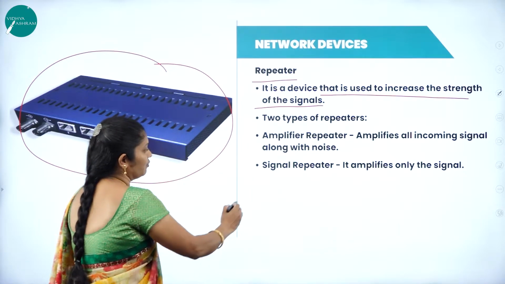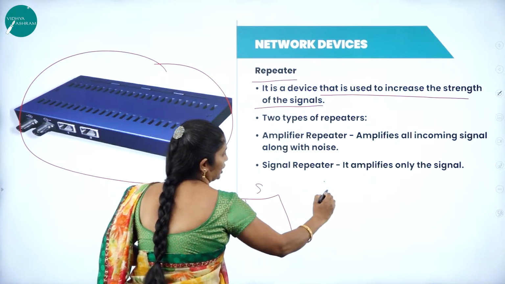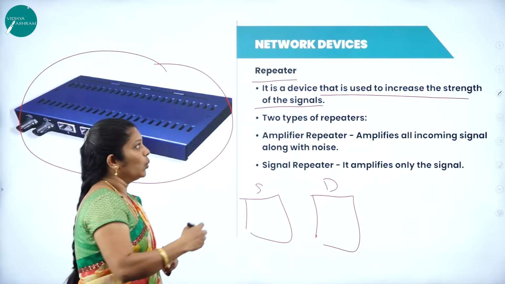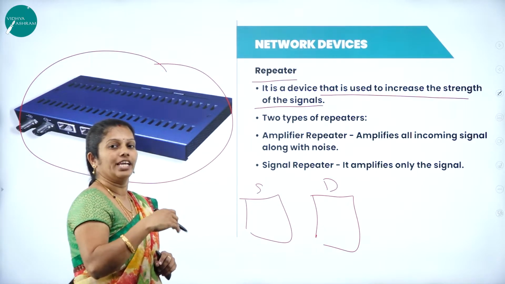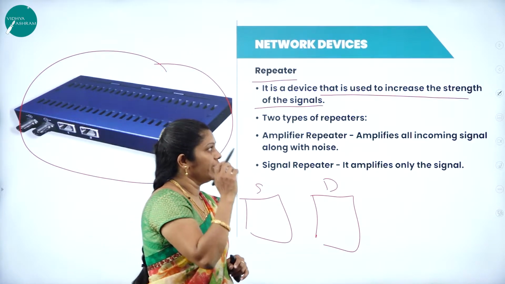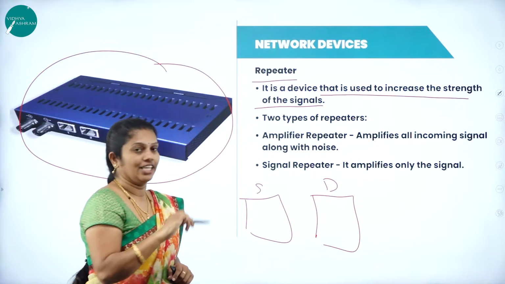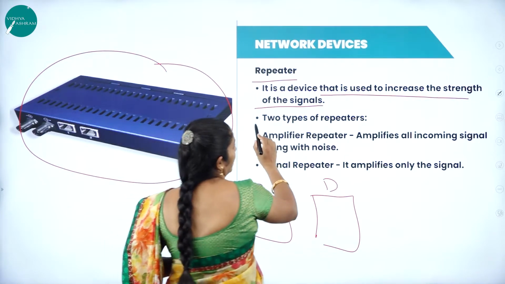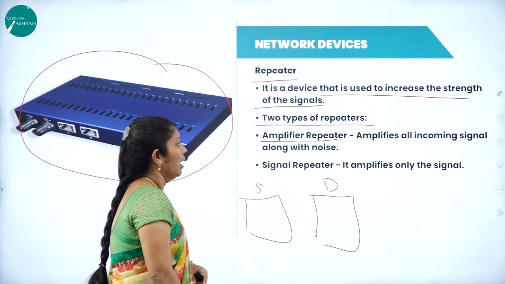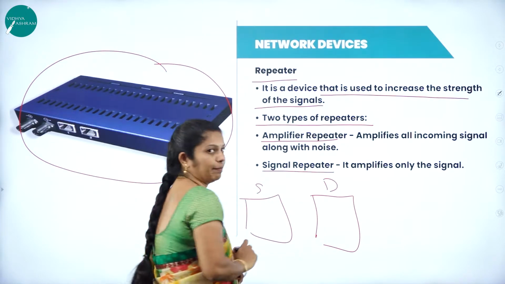Once the signal is passing from source to destination, the signal strength may get reduced. Whereas by these repeaters, we can increase the strength of the signals here. So a repeater is mainly used to increase the strength of the signal. There are two types of repeaters: one is the amplifier repeater and the other is the signal repeater.